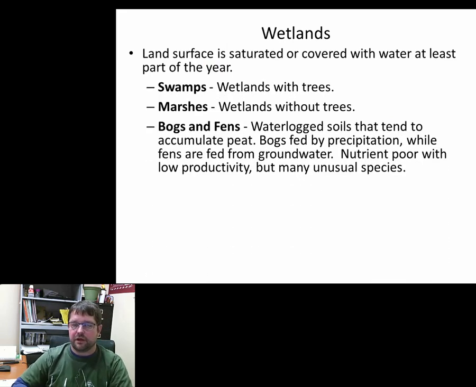All right, wetlands. Wetlands are just areas where water covers the area for a portion of the year. Normally, we're looking at about a third of the year where it has to be covered with water. Now, that's just a rule of thumb. Sometimes things will be considered a wetland and might only have water covering them for a month. But most permanent wetlands will probably have water in that area for at least half the year, if not the whole year. A swamp is a wetland with trees. A marsh is a wetland without trees. And bogs and fens are soils that are waterlogged.